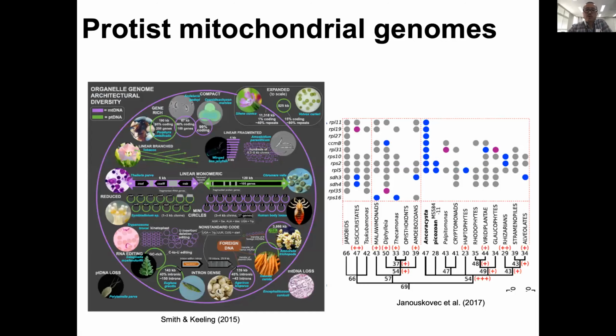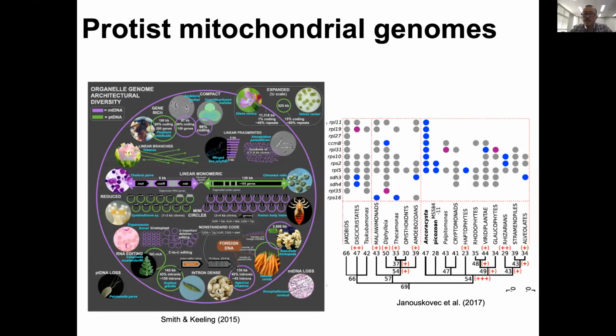Okay, so I'd like to move to another subject about the mitochondrial genome. But this beautiful image is summarizing the structural diversity of protist mitochondrial genomes. Some protists have a circular chromosome, another has a linear chromosome, and the other ones have multiple linear or multiple circular chromosomes. So there is a big structural diversity in the mitochondrial genomes of protists.